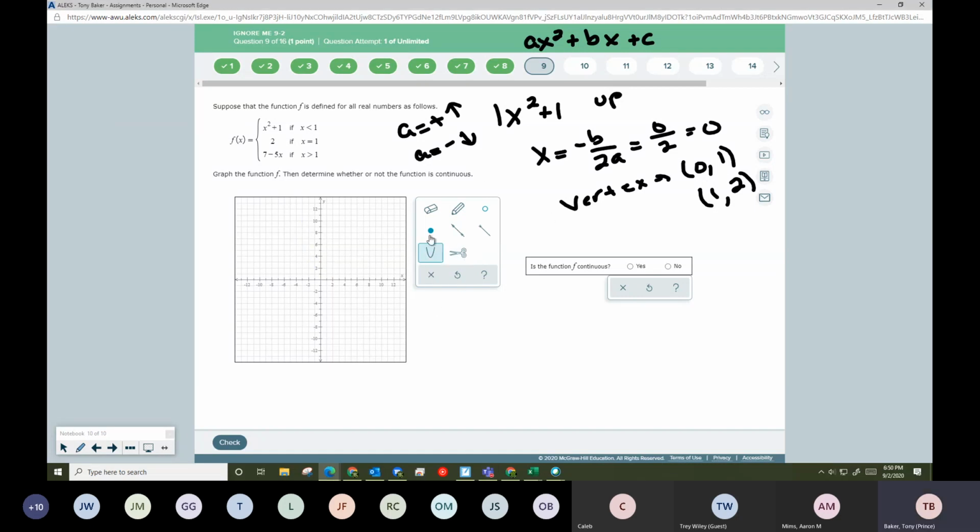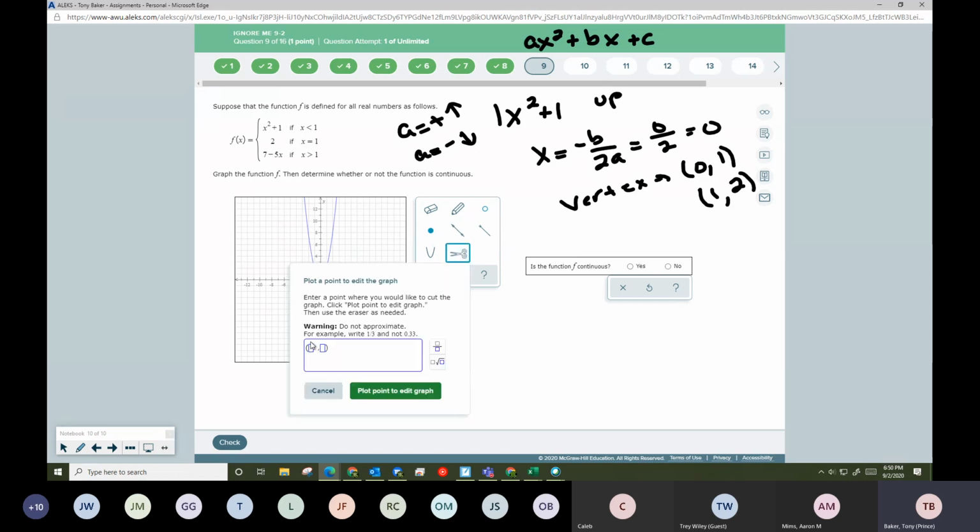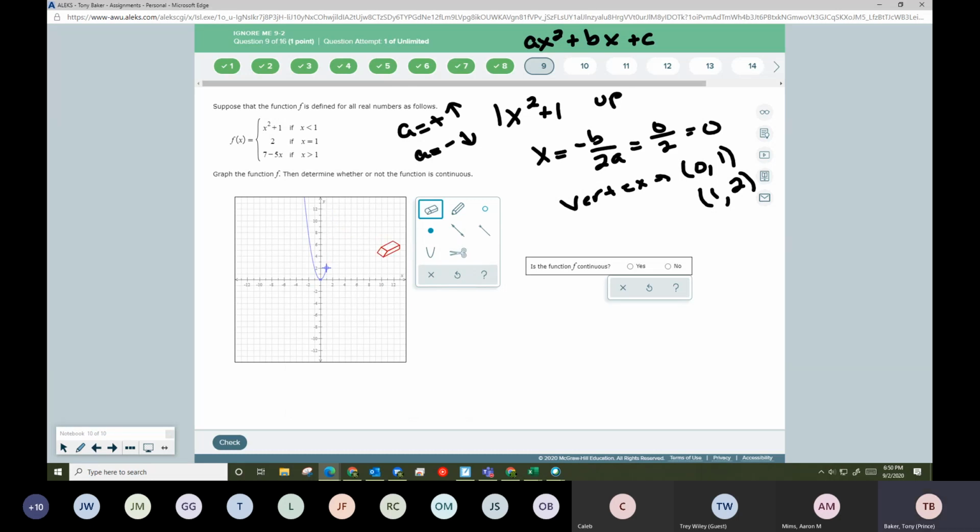All right, so graph the parabola. We got our point. So 0, 1, up, 1, 2. So we've got my graph. Since it's not equal to, I'm going to put an open circle at 1, 2. I then have to remove everything after that point because it's only the stuff before it that I want. So using the scissors, I put in 1, 2. And then I erase what's after that point.